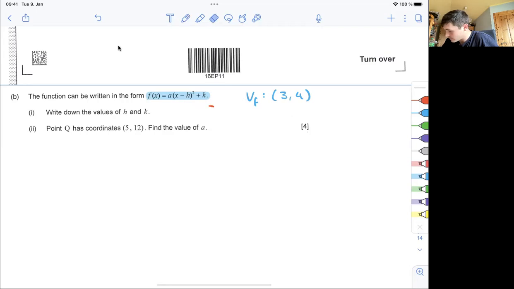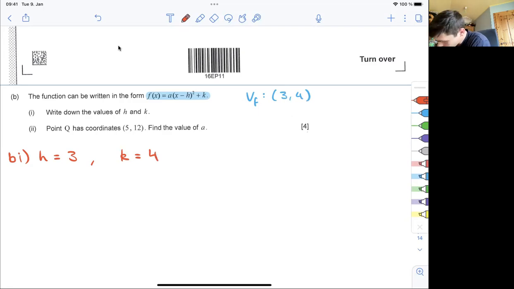So without further ado, let's go through this. Because this is in vertex form and we're given the vertex, h is going to equal 3 and k is going to equal 4. That's the answer to part B1. Moving on to part 2.